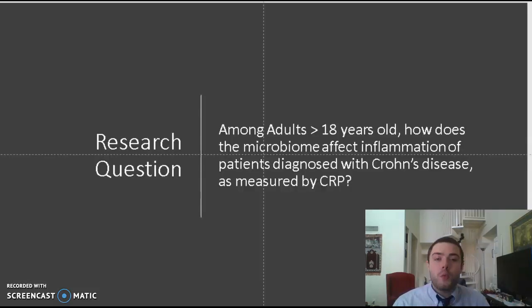The research question of this study is, among adults greater than 18 years old, how does the microbiome affect inflammation of patients diagnosed with Crohn's disease as measured by C-reactive protein?